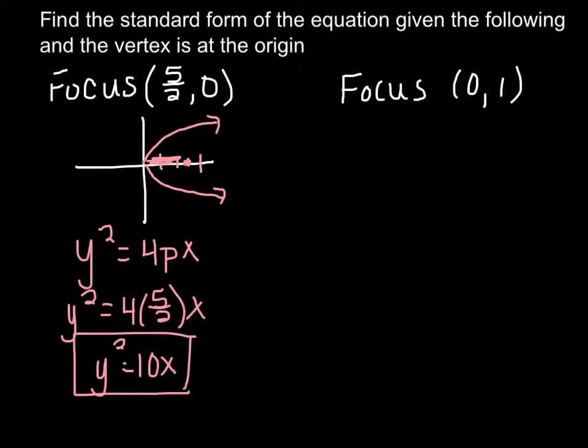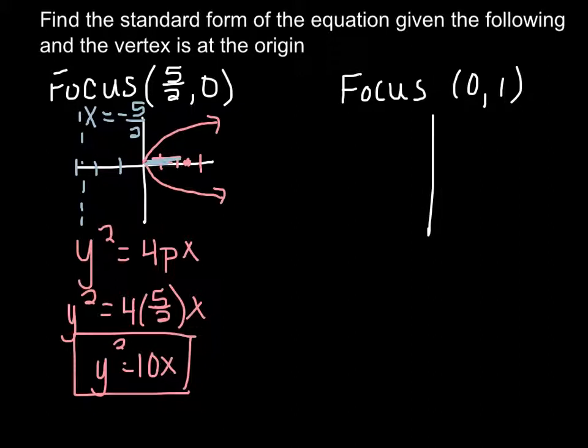A directrix is a line, and that line is the same distance on the other side of the vertex. So if I went in the opposite direction and drew a line the same distance away, that line would be x equals negative 5/2, and that vertical line is called my directrix.